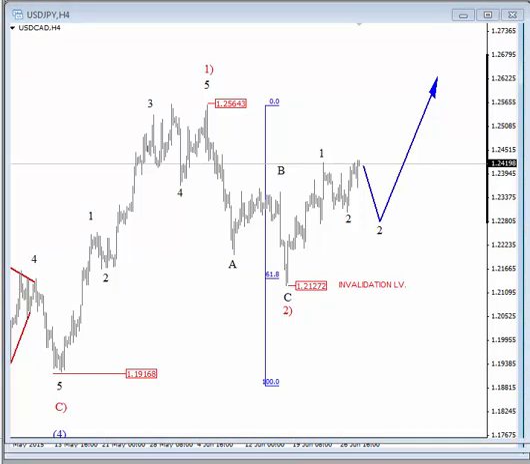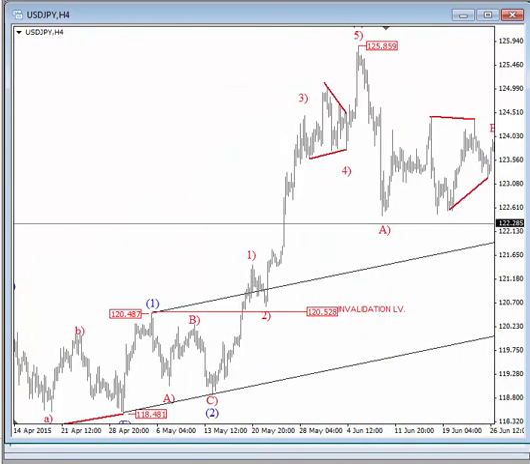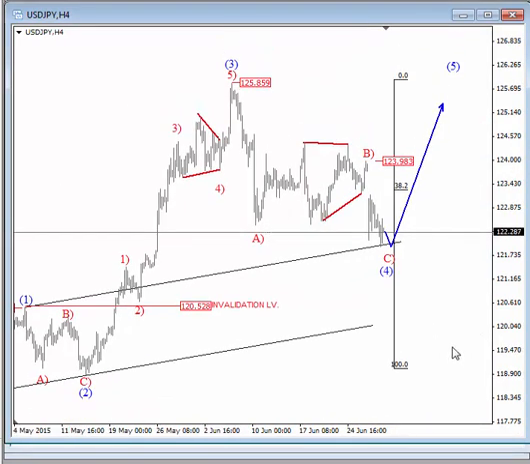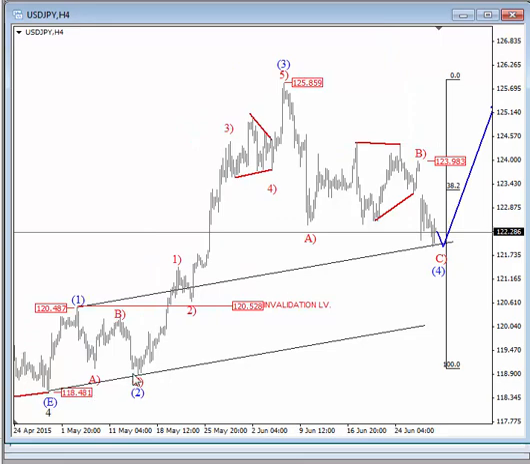Dollar yen made a nice pullback for the last couple of weeks. You can see that actually I'm tracking a corrective pullback. We have seen a retracement back into the area of this base channel. So for our new followers, what is base channel?